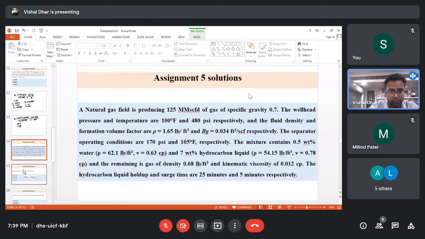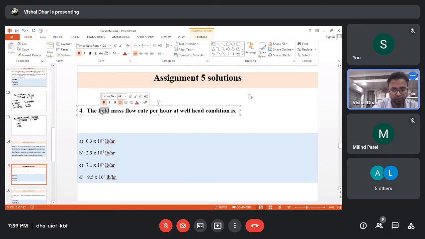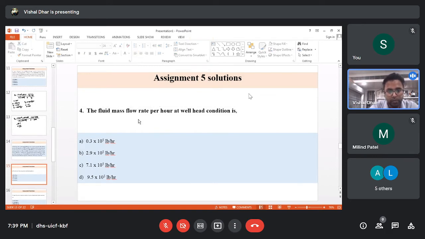Okay, let me go to the question. The first question they have asked is the fluid mass flow rate per hour at wellhead condition. You have to find the mass flow rate of the fluid, meaning how many lb of fluid is produced per hour. The four options given are 0.3 into 10 to the power 5 lb per hour, 2.9 into 10 to the power 5 lb per hour, 7.1 into 10 to the power 5 lb per hour, 9.5 into 10 to the power 5 lb per hour.